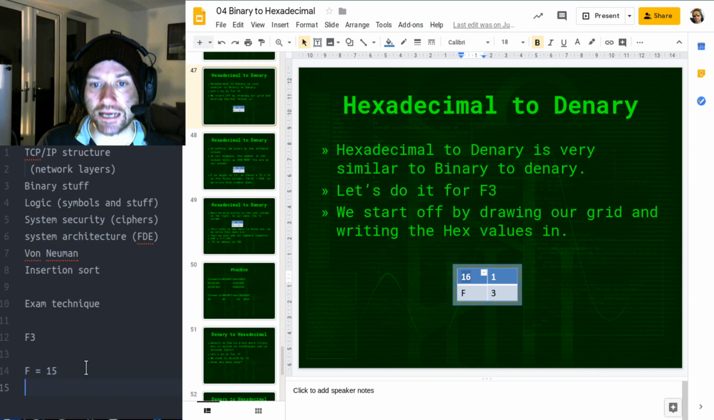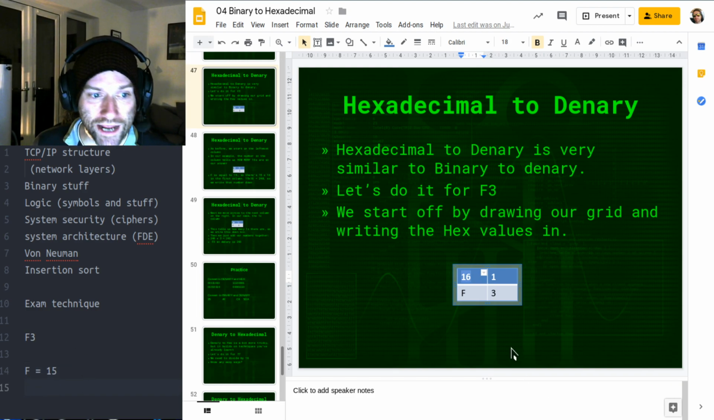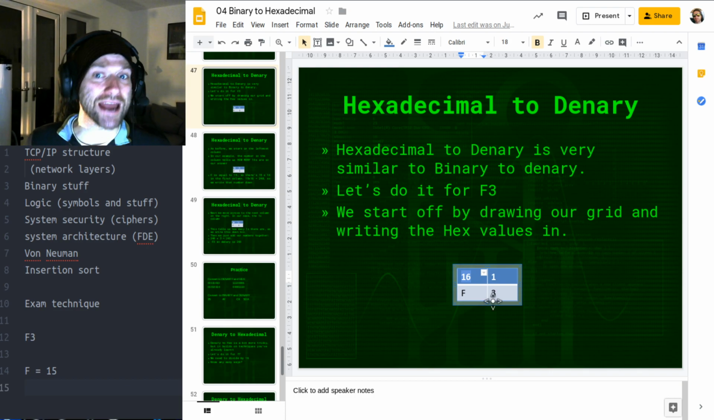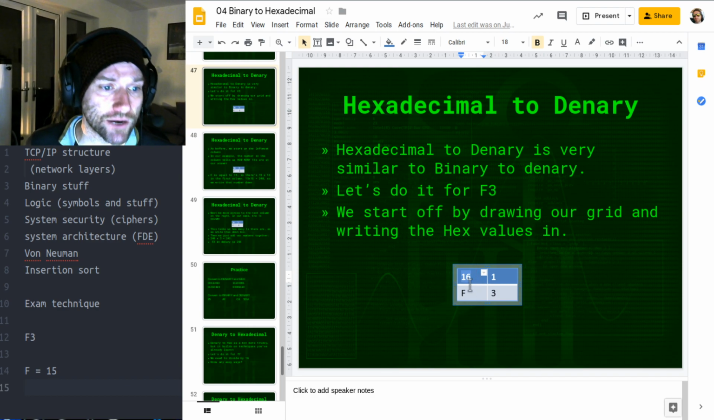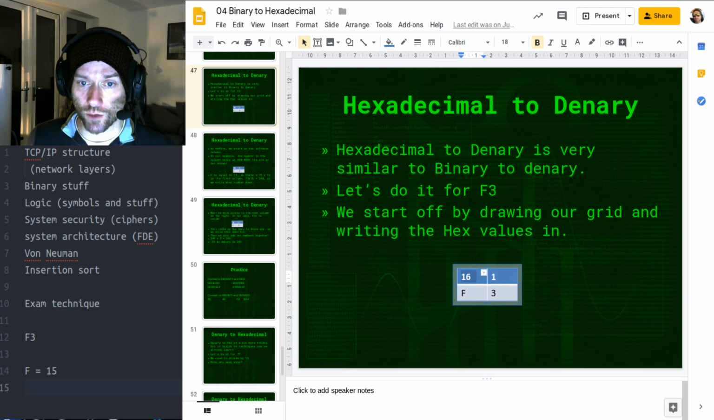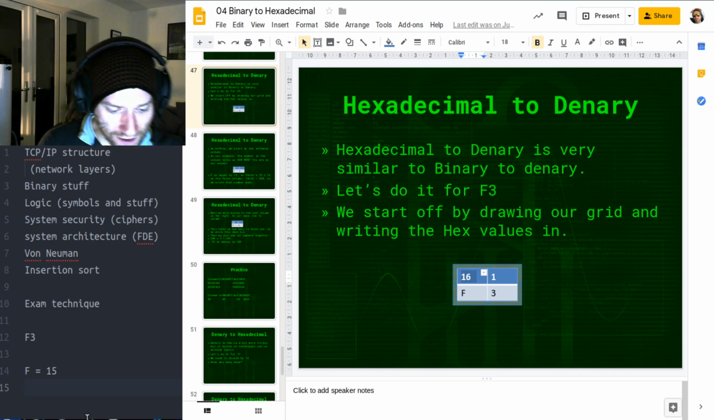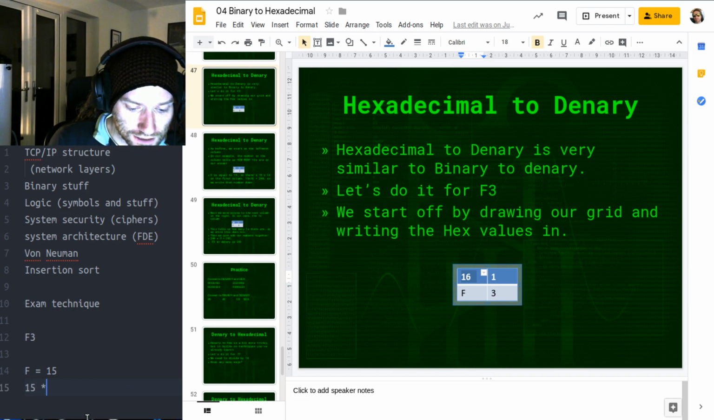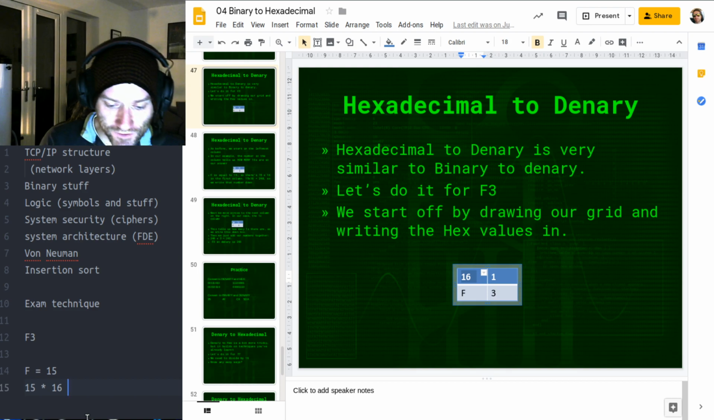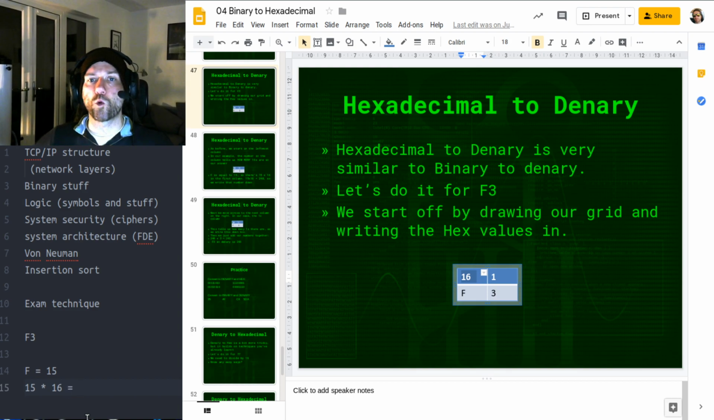F is 15. Right? What we have to do is multiply this by this number at the top. You don't have to do that in binary because you've always got 1s or 0s, and 1 times a number is the number and 0 times the number is 0. But with hexadecimal you have to multiply by this number. So we've got F is 15. So we have to first do 15 times 16. And 15 times 16 is what?